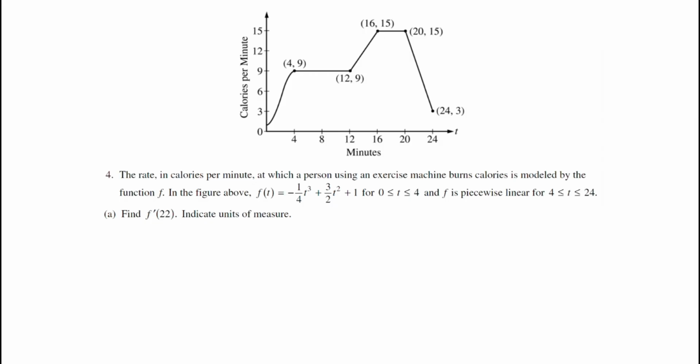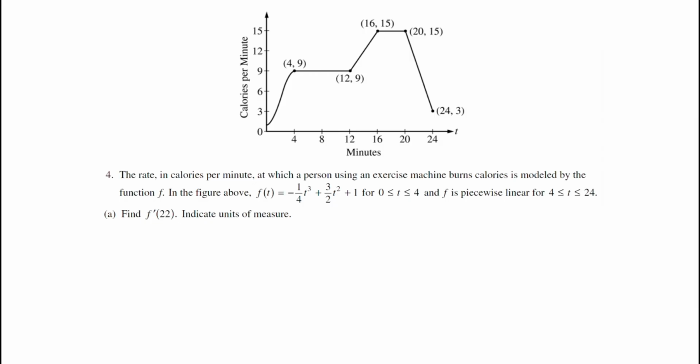And they've given us a graph of f up here, right? So we've got the little curved piece from 0 to 4, and then we've got the piecewise linear stuff from 4 to 24. We want to find f prime of 22, indicating units of measure. Well, f prime of 22, that's the derivative of f. In other words, it's the slope of our graph here. So in order to find that slope, we just do the average rate of change between the 2 points.